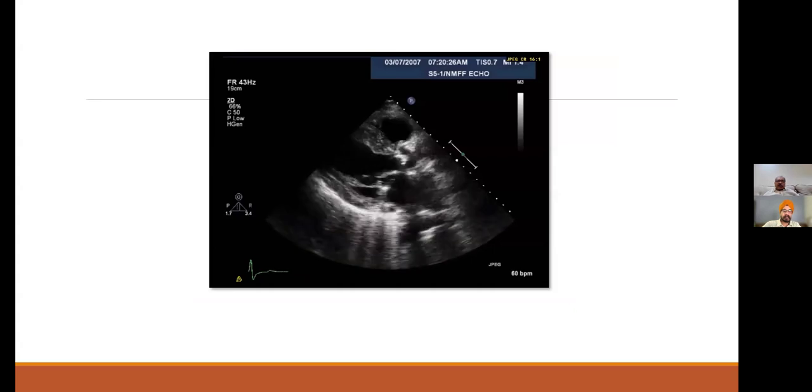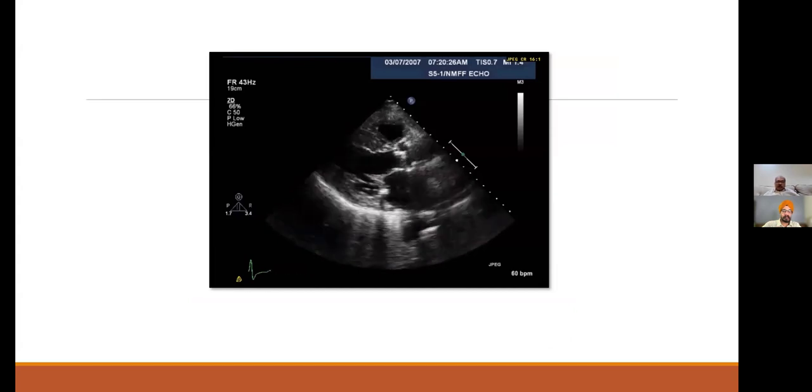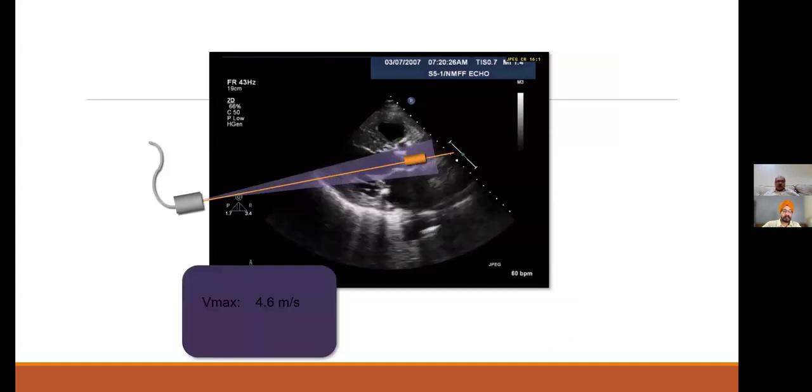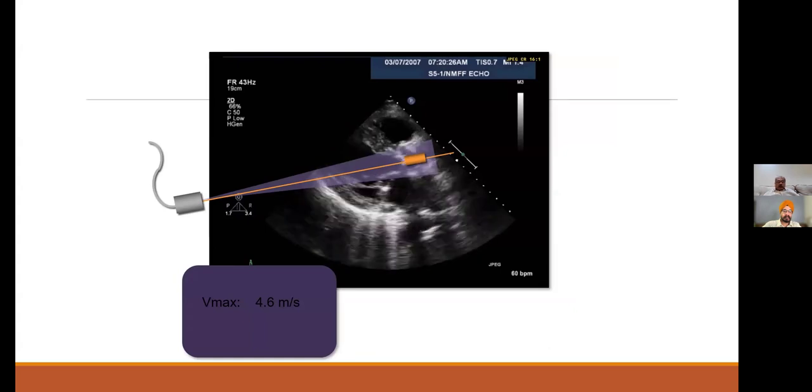So this is an example of an elderly gentleman, 80 years old, asymptomatic, mitral annular calcification, severe aortic stenosis. You do a Doppler, the Vmax is 4.6, mean PG is 52 millimeters of mercury, and aortic valve area by continuity is 0.7 centimeters square.